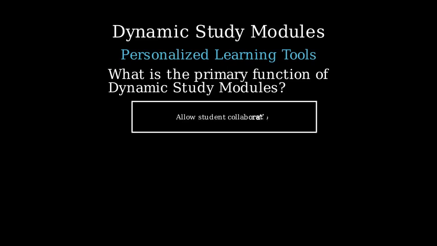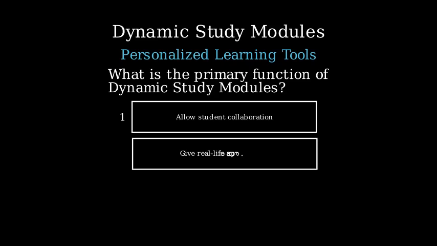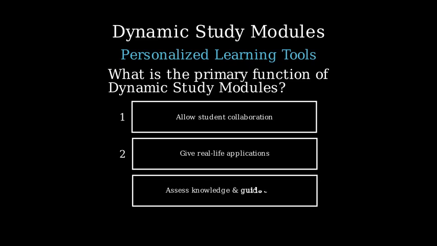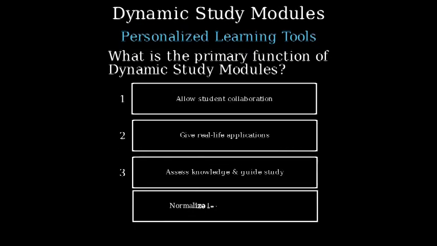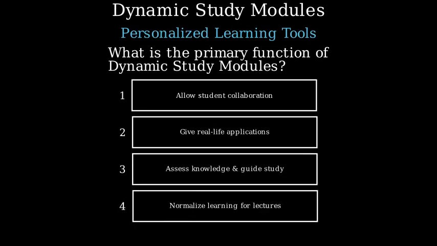Option 1. Allow students to collaborate with each other on assignments. Option 2. Give students real-life applications of concepts. Option 3. Assess what a student knows and where to focus additional study. Option 4. Normalize student learning for lecture planning.